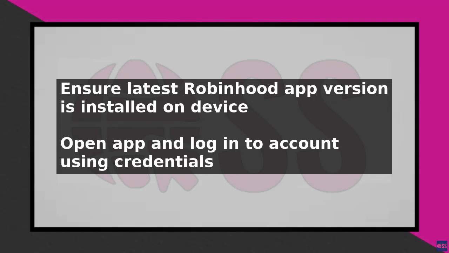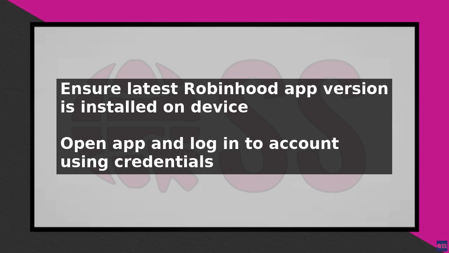To activate crypto transfer on Robinhood, you need to follow a series of steps. First, ensure you have the latest version of the Robinhood app installed on your device. Open the app and log in to your account using your credentials.